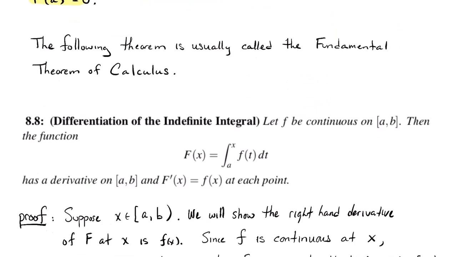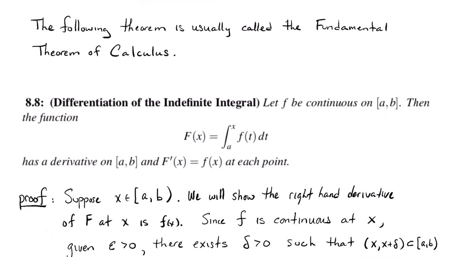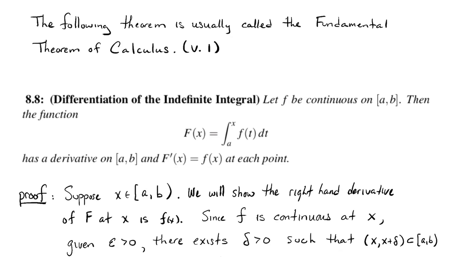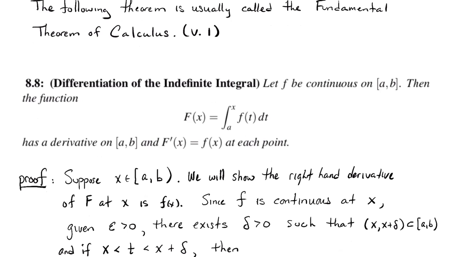So the following result is usually called the fundamental theorem of calculus. While it's usually called the fundamental theorem of calculus version 1 or 2, depending on the book you're reading, here we're going to call it version 1. However, our book just calls it differentiation of the indefinite integral. And I just noticed this right now, and it's too late to stop this video. I'm tired, but the author means differentiation of the definite integral, not the indefinite integral.